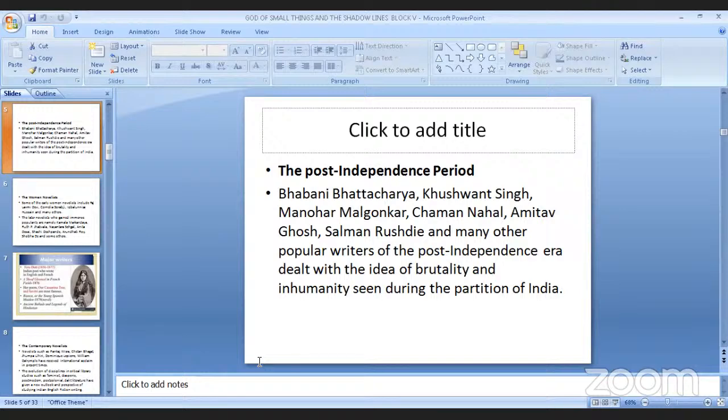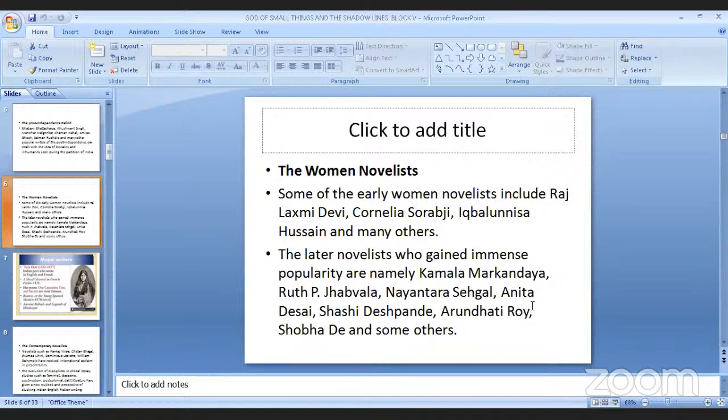Okay, moving on to the women writers, the women novelists of this post-independence period. Some of the early women novelists include Raj Lakshmi Devi, Cornelia Sorabji, Iqbal Unnisa Hussain, and many others. The later novelists who gained immense popularity are Kamala Markandaya, Ruth Prawer Jhabvala, Nayantara Sahgal, Anita Desai, Shashi Deshpande, Arundhati Roy, Shobhaa De, and some others. Arundhati Roy is the author we have prescribed in this blog today.